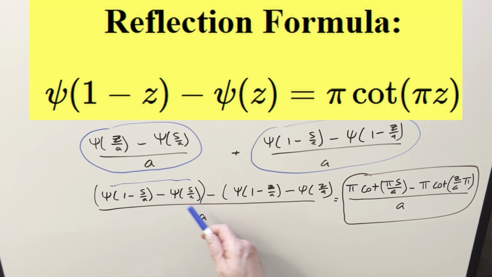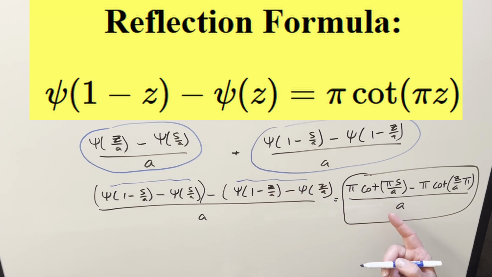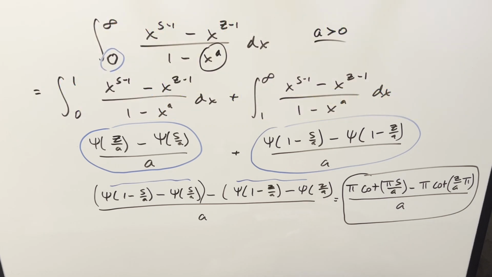Because then using the reflection formula on this piece and this piece, we can put it into the form of cotangent, and we have a nice compact formula, especially if our s, z, and a values are nice. Depending on those values, it could get messy, but in a lot of cases, this should work out to something nice.